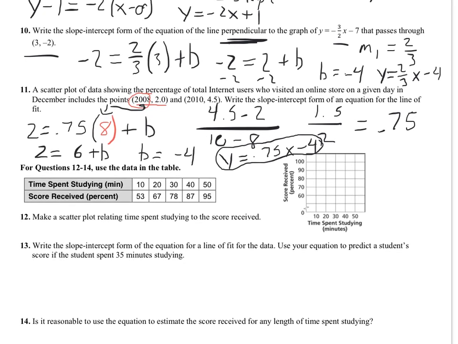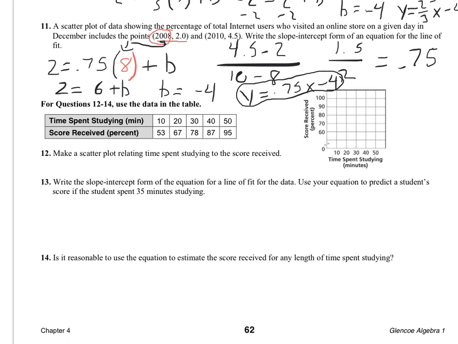All right, now these ones are going to get a little tough for me to do on this. I got to make a scatter plot. Okay, so if I'm at 10 minutes, I'm at a 53%, so that's right around in there.